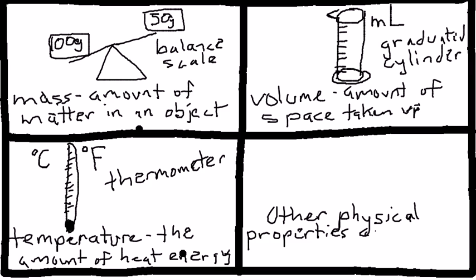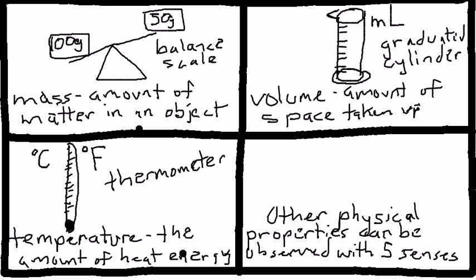can be observed with your five senses. We're going to represent this with two different properties. The first is going to be two circles. We're going to color one circle in. It doesn't have to be perfect. Just needs to show that it's colored in, and it's going to represent color.